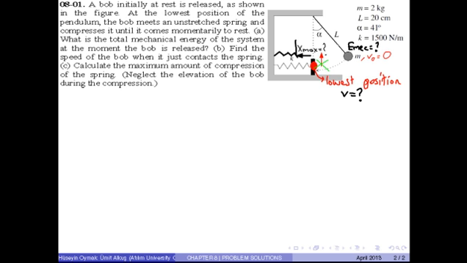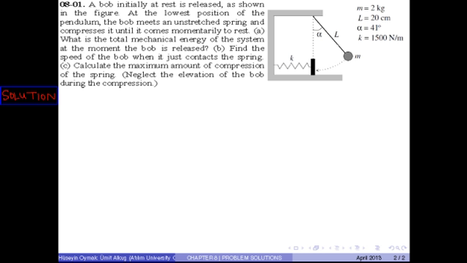First of all, we write the given physical quantities in SI unit system. Mass M equals 2 kilograms. Length of the pendulum L is 20 centimeters, but it should be converted into 0.2 meters. Angle theta is 41 degrees and the spring constant is 1500 newtons per meter.